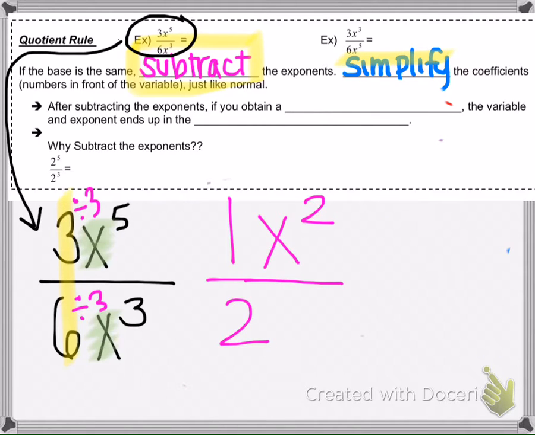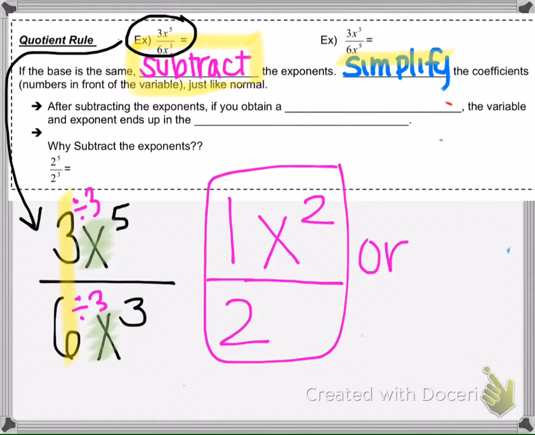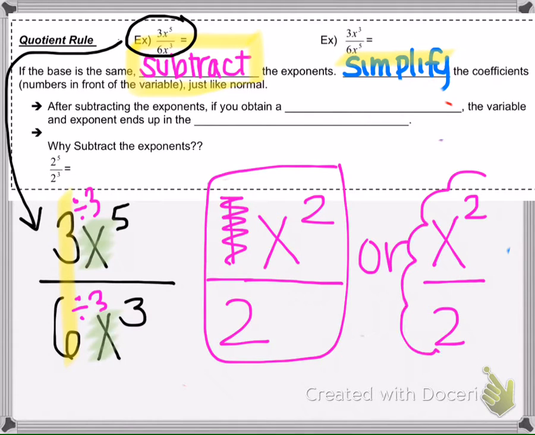Since we were left with x times x and it was in the numerator, this would be our final answer. Or even better, we can get rid of this 1 because we know that if a variable like this doesn't have a number in front, it's implied a 1. So this is the best answer.